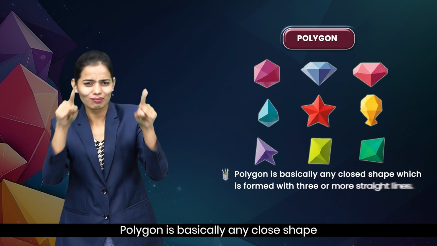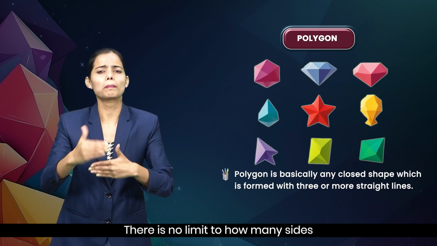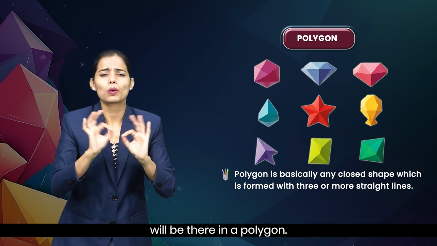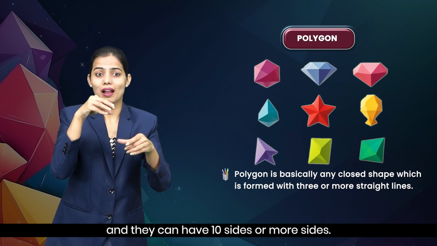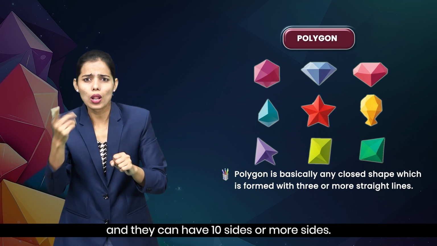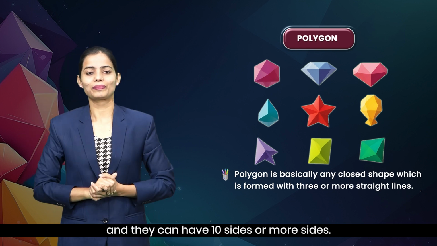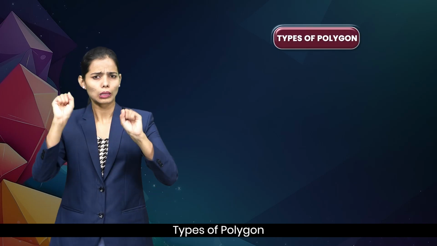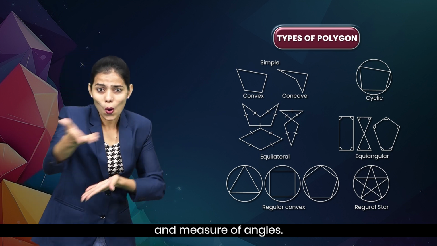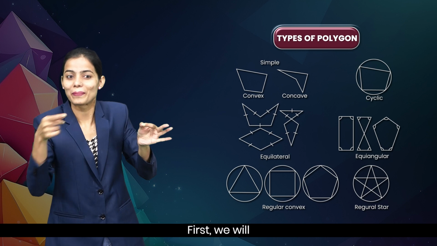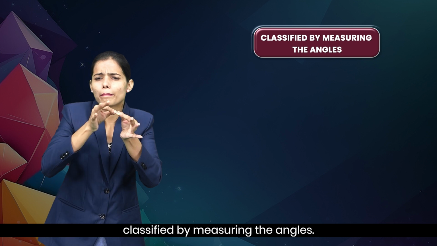Polygon is basically any closed shape which is formed with three or more straight lines. There is no limit to how many sides there will be in a polygon. It can possess infinite sides, and they can have 10 sides or more. Types of polygon. A polygon can be classified on the basis of the number of sides and measure of angles. First, we will discuss the classification by measuring the angles.